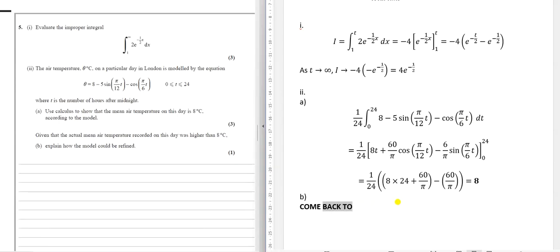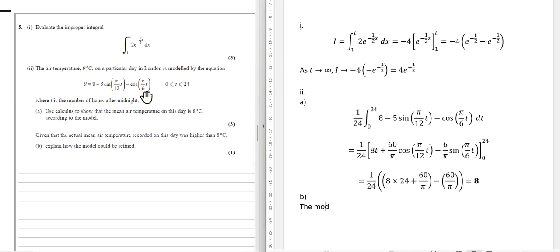Explain how the model could be refined. If the actual mean temperature recorded on this day was higher than 8 degrees C, it's quite possible that because this model implies some kind of periodic behavior, there'll be fixed peaks and troughs. The pi by 12t, if you think about what that does over the course of 0 to 24 hours, it's going to give you a cyclical behavior, but it goes between 0 and 2 pi. This one goes between 0 and 4 pi. So it's going to give you some weird waves within waves.